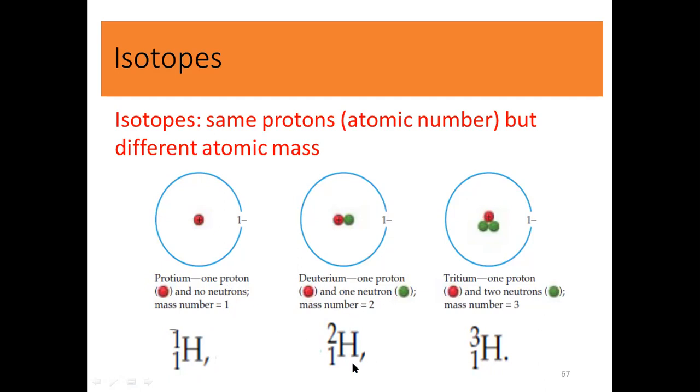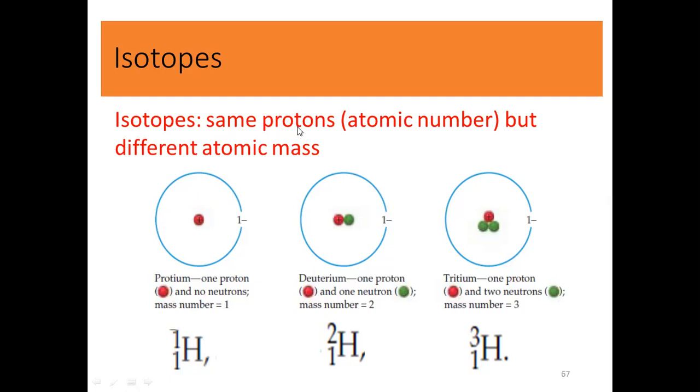In the case of the other one, 1 and 2, this element is called deuterium. This is protium, this is deuterium, represented with the 2, and this is tritium, represented with the 3. You can also calculate the number of neutrons: 2 minus 1, the number of neutrons is 1, and 3 minus 1, there are 2 neutrons. So you can also say the same protons but a different number of neutrons and a different mass number. These are called isotopes of each other.